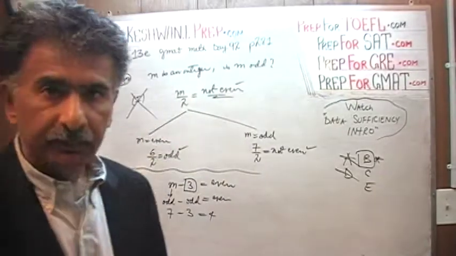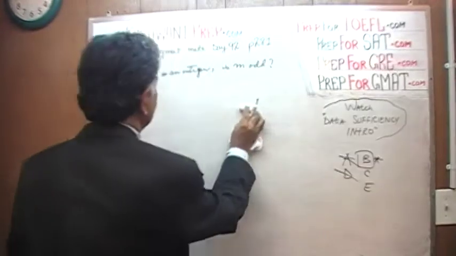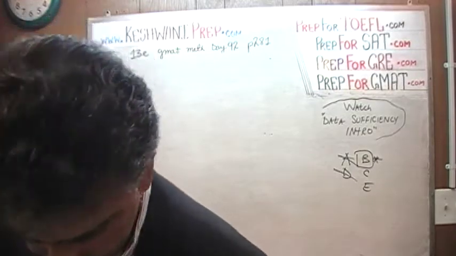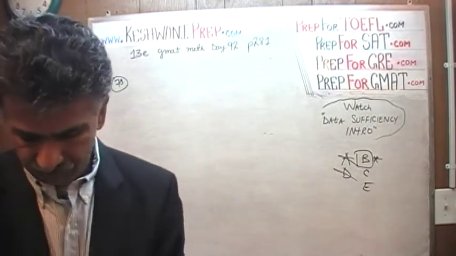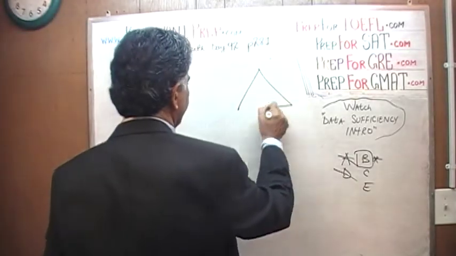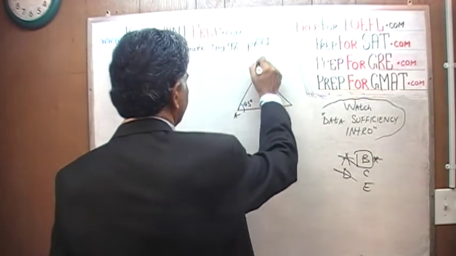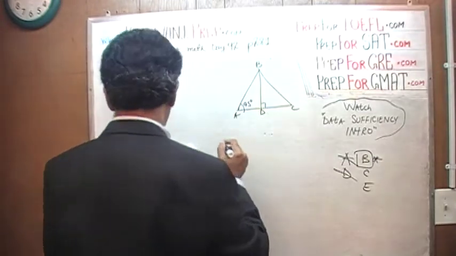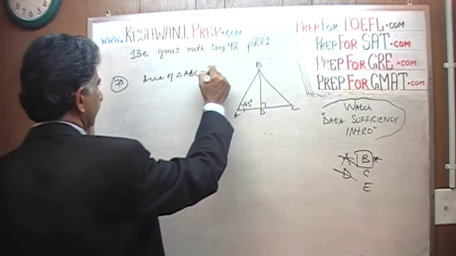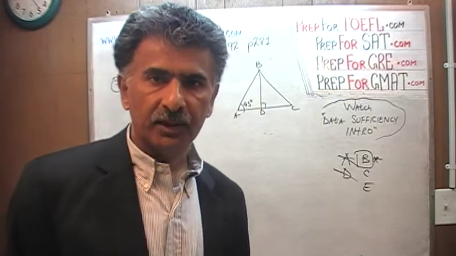Let's look at the next one, shall we? The next problem, 73. Let's see what they're asking in 73. Oh, 73 is too childish, too babyish. They give us a triangle here. They tell us that this is 45 degrees, this is 90 degrees, A, B, C, and D. And the question simply is, what's the area of triangle ABC? Now, area of a triangle we know is 1/2 base times height. It is half of the product of base and height.